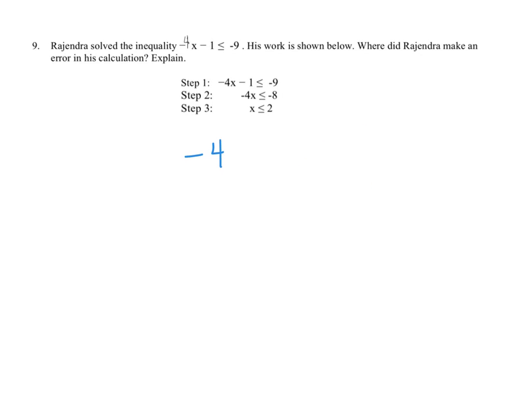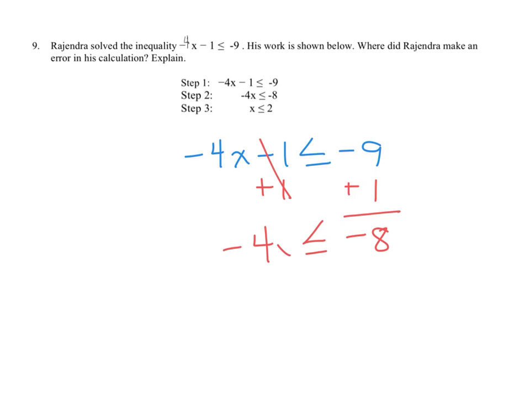Number 9. Rajendra solved the inequality -4x minus 1 is less than or equal to -9. His work is shown below. Where did he make the error in his calculation?